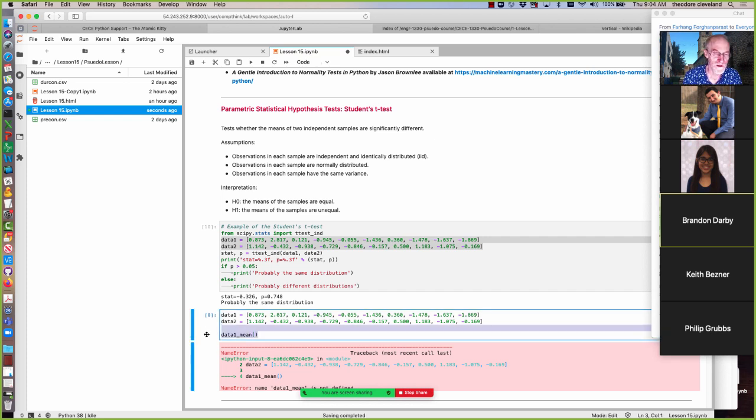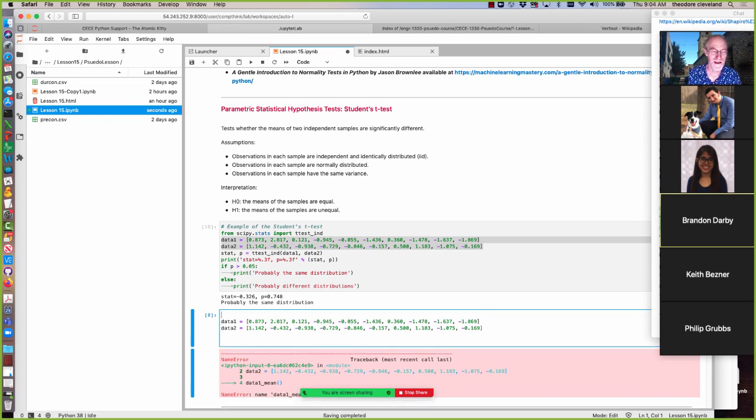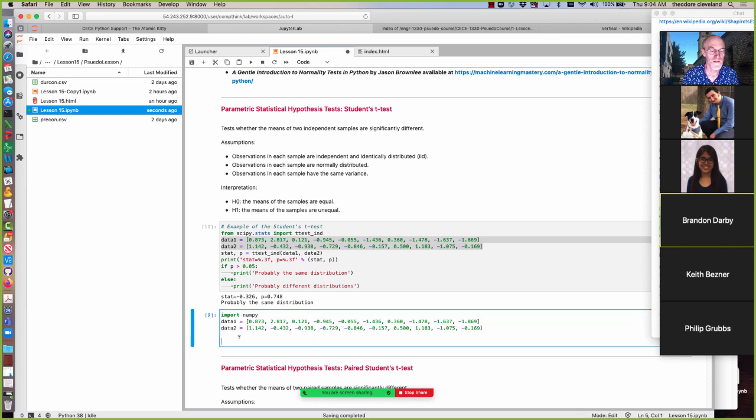Okay, so data 1 does not have a mean value. How do we go ahead and take advantage of that? We can use, I think it's NumPy. So we'll import NumPy. So how do we turn data 1 and data 2 into NumPy objects?